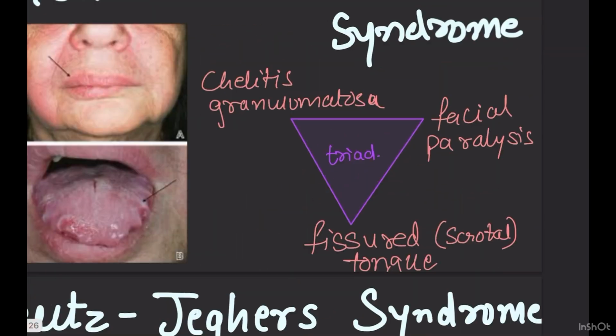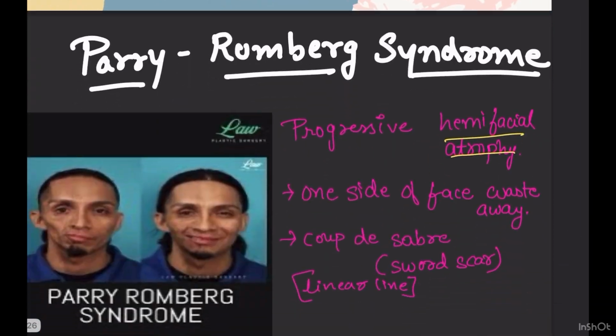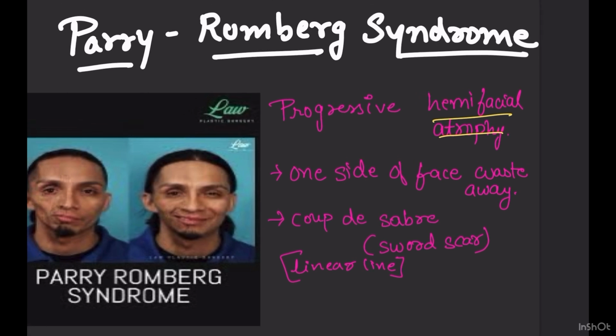So let's revise all the syndromes again. First is Parry-Romberg syndrome, which leads to hemifacial atrophy. One side of the face wastes away, and we see the coup de sabre sign, that is a linear line, a sword-scar, seen on one side of the face.